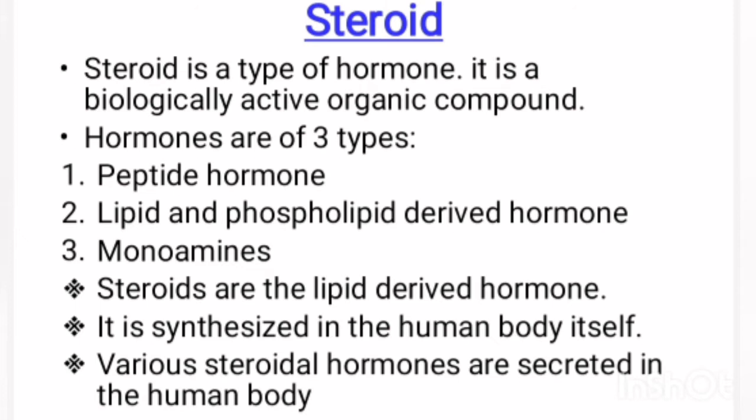Hormones are of three types: peptide hormones, lipid and phospholipid derived hormones, and monoamines. Steroids are from the second type, that is lipid derived hormone. Steroids are biologically active compounds. They are synthesized in the human body itself.